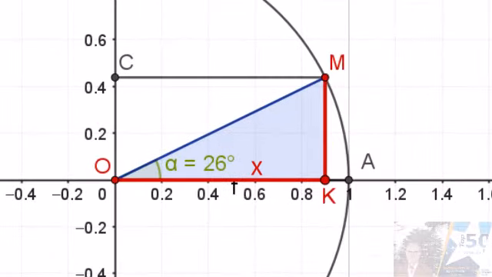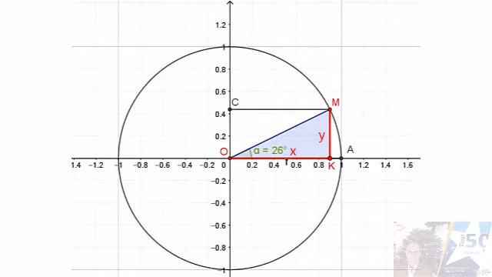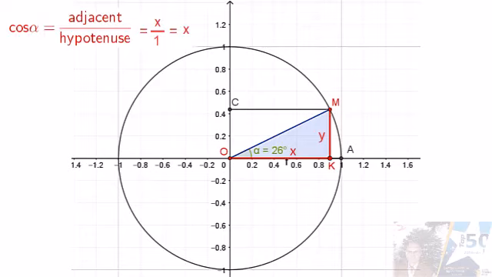Given a point M(x, y) on the unit circle corresponding to an angle of alpha, to find the sine and cosine of alpha, let's notice that sine of alpha is equal to y of the point M over r, and since r equals 1, then sine alpha equals y of M. On the other hand, cosine of alpha is equal to x of the point M over r, and since r equals 1, then cosine alpha equals x of M.